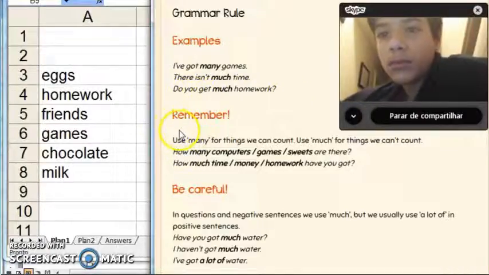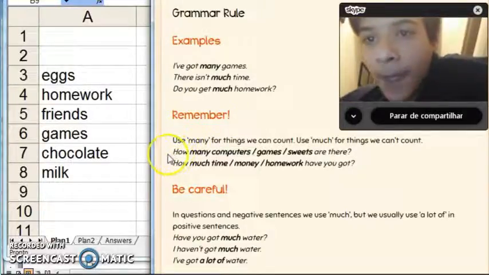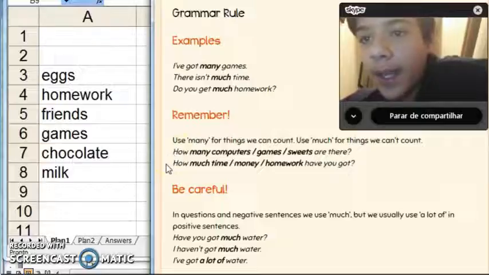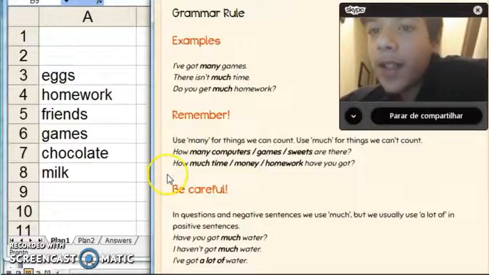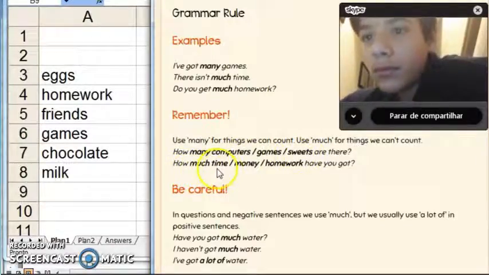So Bernardo, can you read after me? Remember here: Use many for things we can count. Use much for things we cannot count. How many computers, games, sweets are there? How much time, money, homework have you got? So as you can see, you use the word many for things that you can count, like computers, games, and sweets. And we use the word much for the things we cannot count, like time, money, and homework.